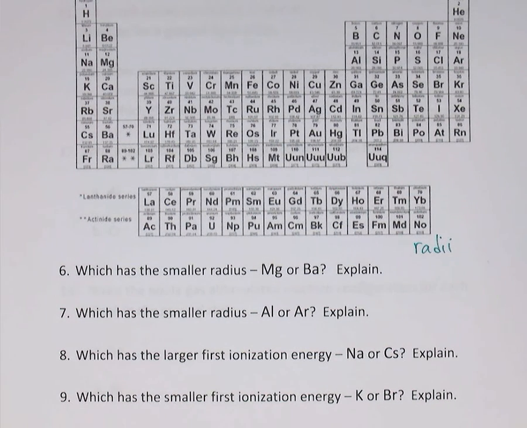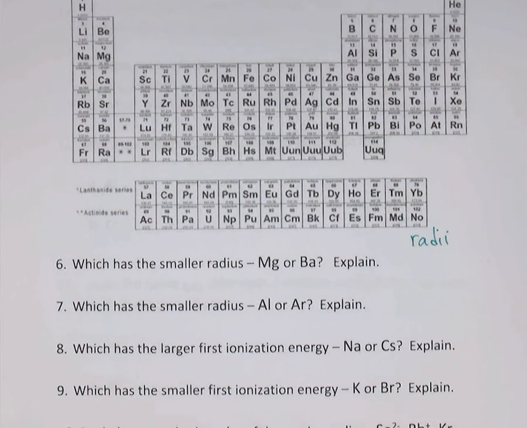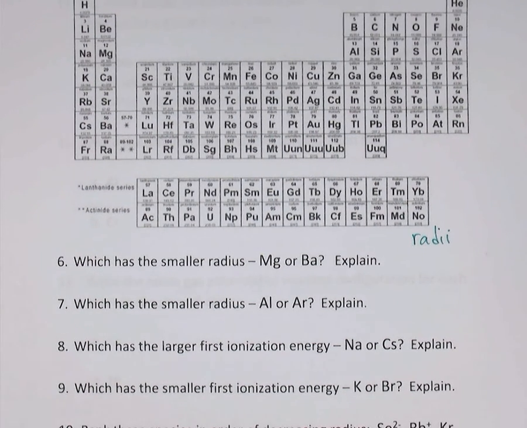So if you have one atom, it has a radius, and if you have two atoms, you can talk about radii. So which of the two atoms, magnesium or barium, have the smaller radius? That would be a periodic trends question. Further down, we see a question about first ionization energy, which was another periodic trend. First ionization energy, can you just pause the video and see if you can define that for yourself?